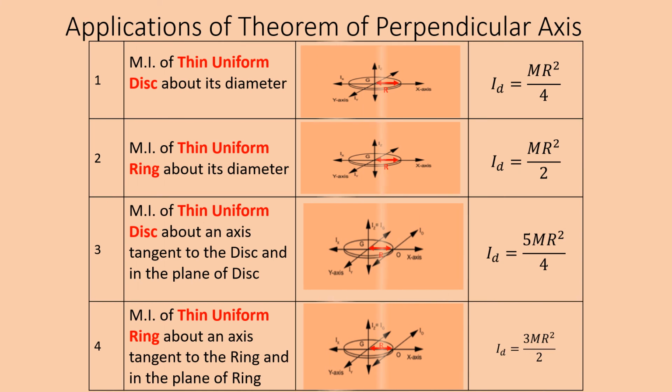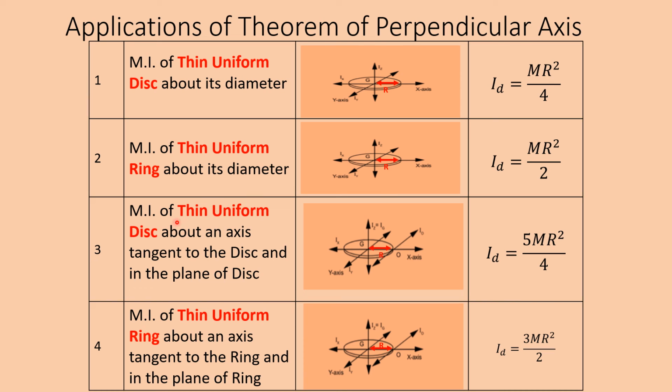Let us see some applications of the theorem of perpendicular axis. Moment of inertia of a thin uniform disk about its diameter, so any axis passing along the diameter. Here Id is equal to MR square upon 4. The moment of inertia of a thin uniform ring about its diameter, and let R be the radius of this uniform ring. Then Id is equal to MR square upon 2.